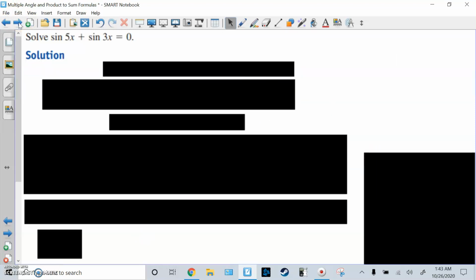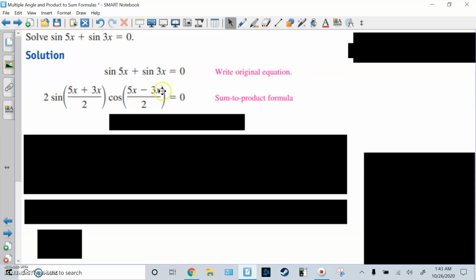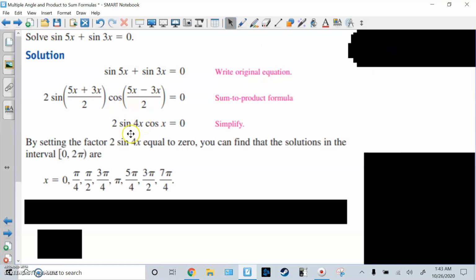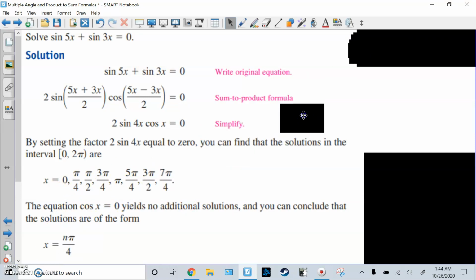Alright, here solve sine of 5x plus sine of 3x. So write the original, do the sum to product formula, simplify each, and that's it. Now to solve, set each factor equal to 0, so 2 sine 4x equals 0, and set cosine equals 0. You get all of these. Also, if you had cos x equals 0, you get nothing new. So really, it's everything over 4. So you say x equals pi n all over 4.